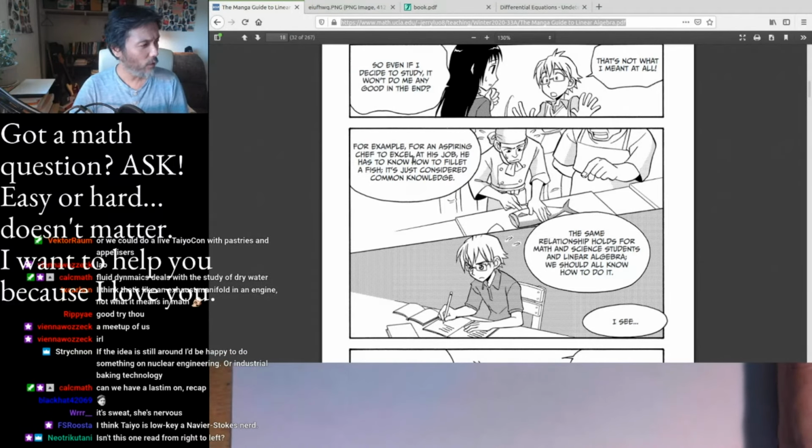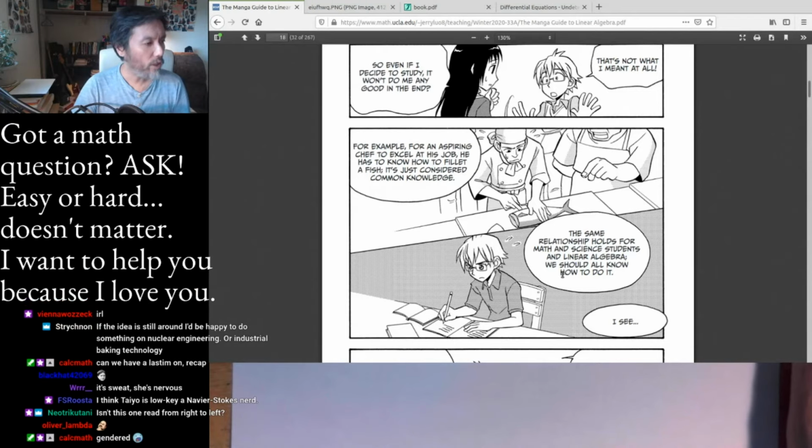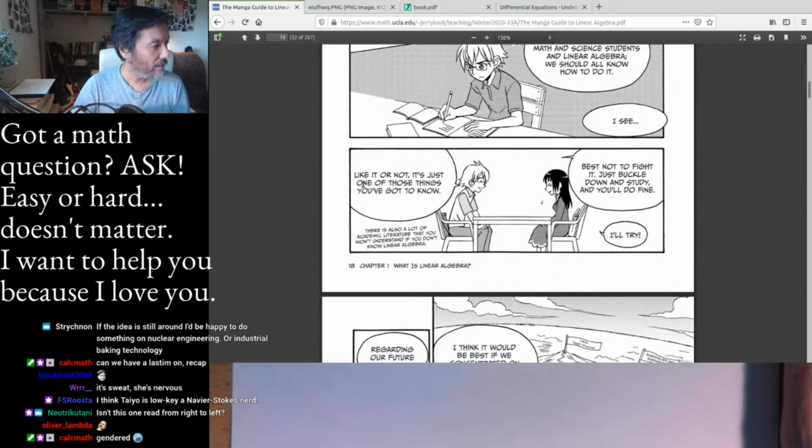For example, for an aspiring chef to excel at his job, not sure about this, he has to know how to fillet a fish. It's just considered common knowledge. The same relationship holds for math and science students in linear algebra. We should all know how to do it. I see. Like it or not, it's just one of those things you've got to know. Best not to fight it. Just buckle down and study. You'll do fine. I'll try.